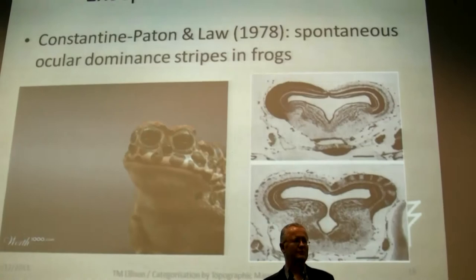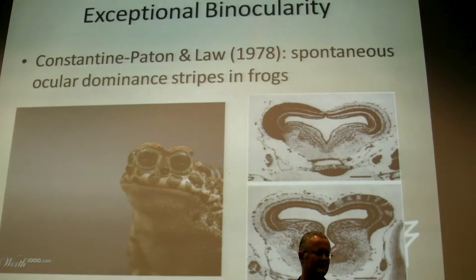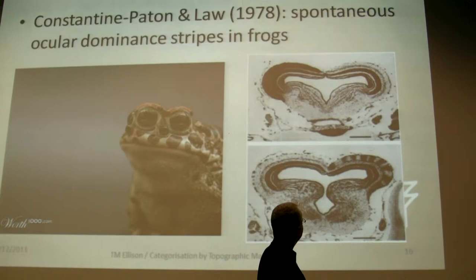You may not be able to see very well, but this frog on the left has three eyes. One's pointing away from the camera, but there are two eyes on the one side. And this isn't the actual frog in which this experiment's been done, but an experiment's been done to create frogs with two eyes on one side, one eye on the other side. And what you find is that when you check for ocular dominance stripes, a frog, which you'd think has no real recent species history of having binocular vision, suddenly has these ocular dominance stripes.